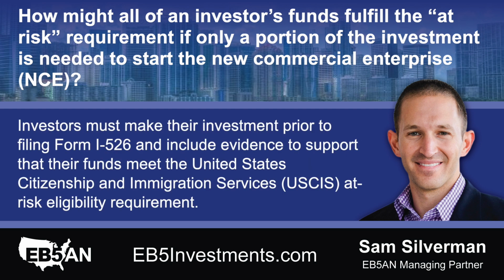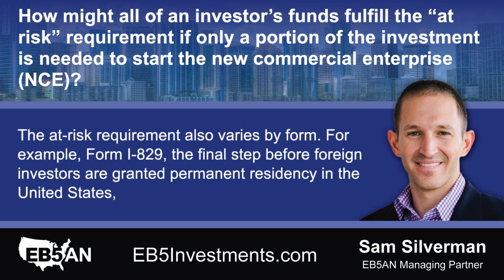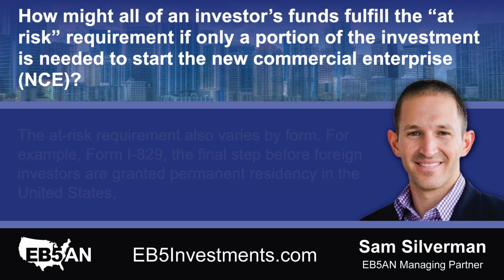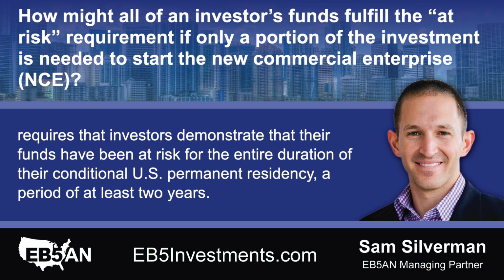Investors must make their investment prior to filing Form I-526 and include evidence to support that their funds meet the United States Citizenship and Immigration Services (USCIS) at-risk eligibility requirement. The at-risk requirement also varies by form. For example, Form I-829, the final step before foreign investors are granted permanent residency in the United States, requires that investors demonstrate that their funds have been at risk for the entire duration of their conditional U.S. permanent residency, a period of at least 2 years.